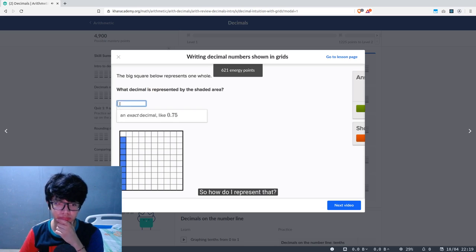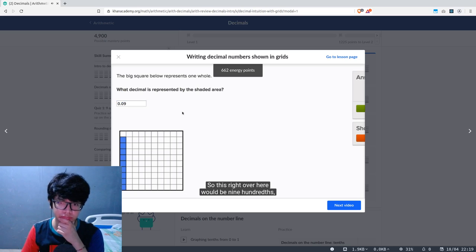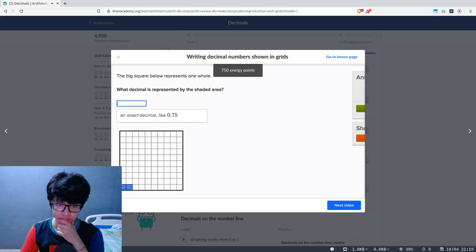So how do I represent that? Zero, that's the ones place. That's the tenths place. And now I'm in the hundredths place. And so we have 9 of the hundredths shaded in. So this right over here would be 9/100, which is exactly what we have there. All right, let's do one more of these.